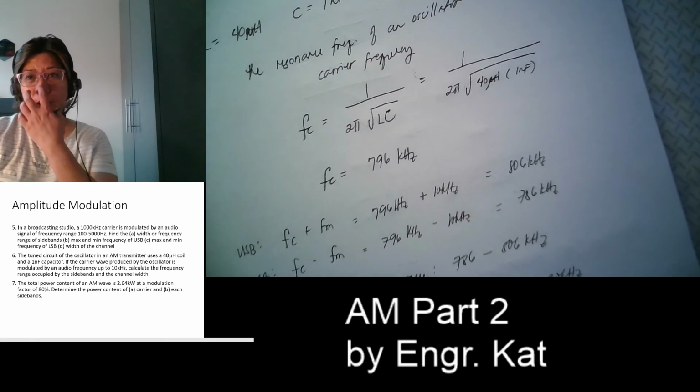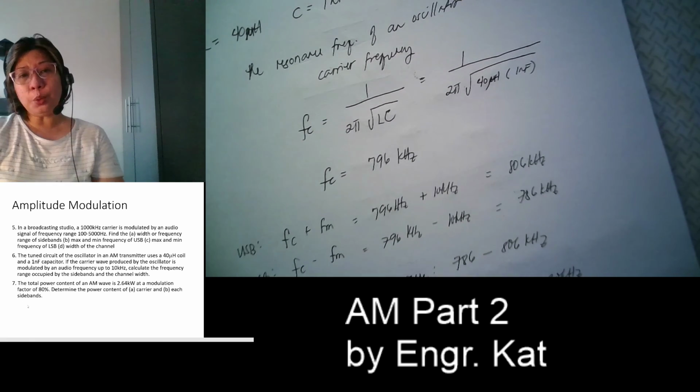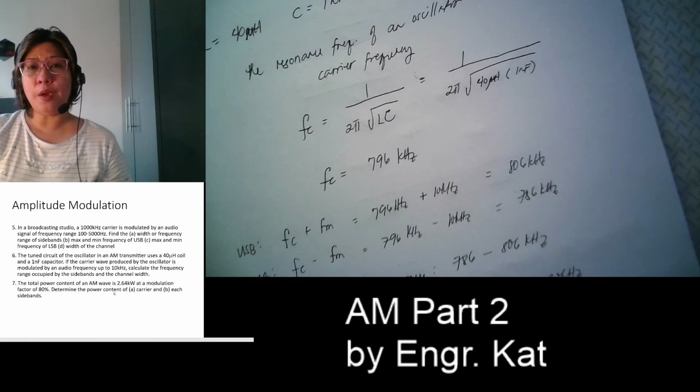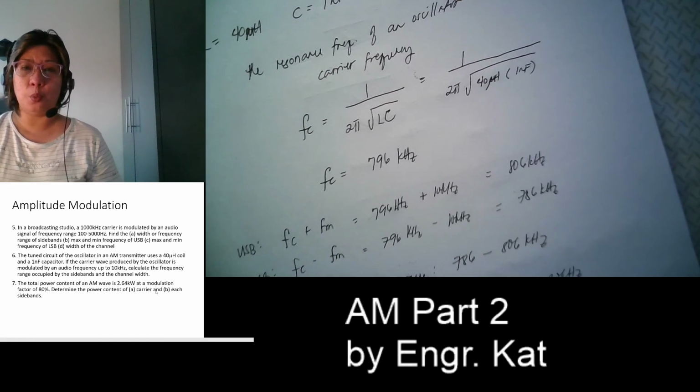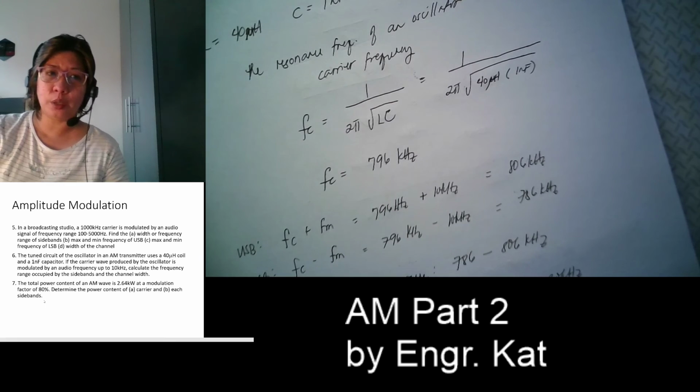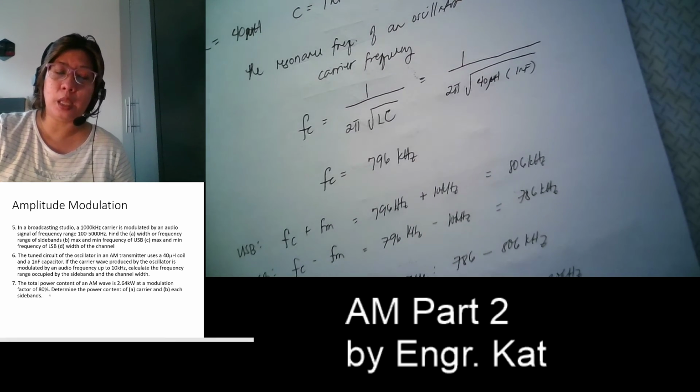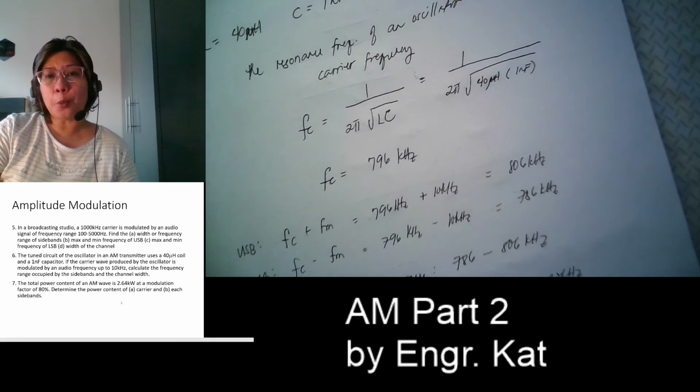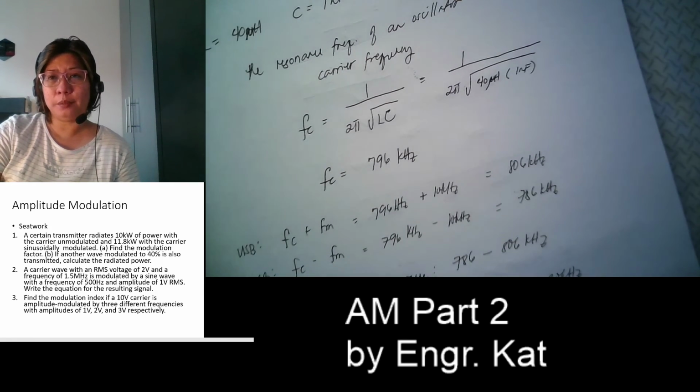Okay, so we're down to our last problem. The total power content of an AM wave is 2.64 kilowatts at a modulation factor of 80%. Determine the power content of the carrier and each sideband.